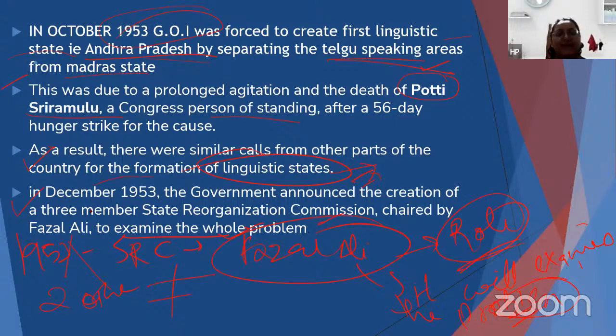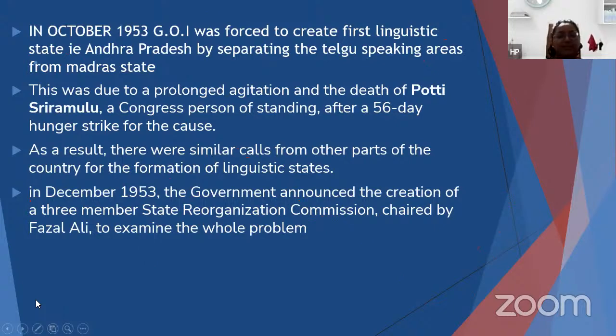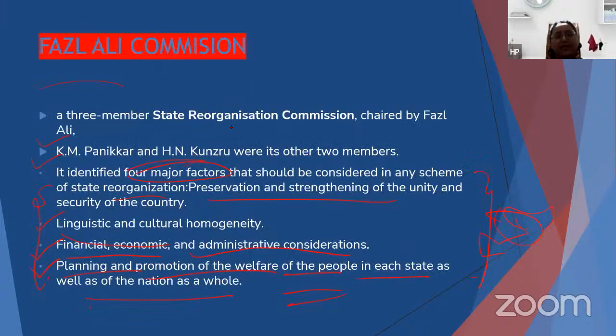So again, in 1953, government was bound to announce the creation of another 3-member commission, that was the State Reorganization Commission under Fazal Ali. Fazal Ali was the chairman. Okay, और उसके अंदर 2 लोग और थे. It was a 3-member commission. They were K.M. Panikkar and H.N. Kunzru. These were the 2 members.